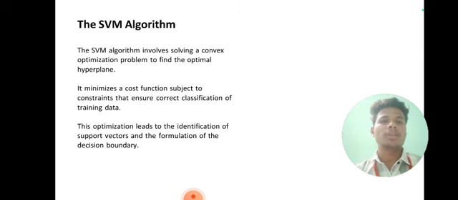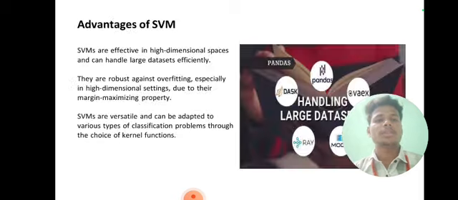The next slide goes to the SVM algorithm. The SVM algorithm involves solving a convex optimization problem to find the optimal hyperplane. It minimizes a cost function subject to constraints that ensure correct classification of training data. This optimization leads to the identification of support vectors and the formulation of the decision boundary.